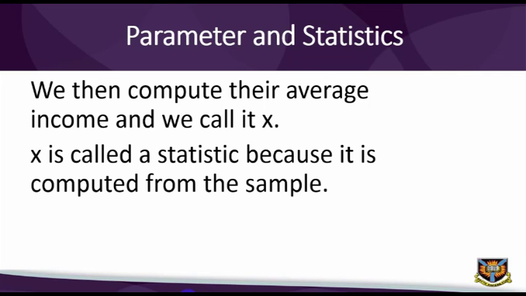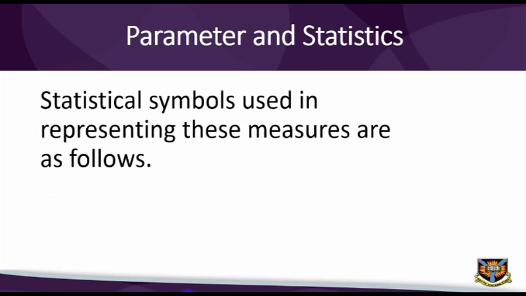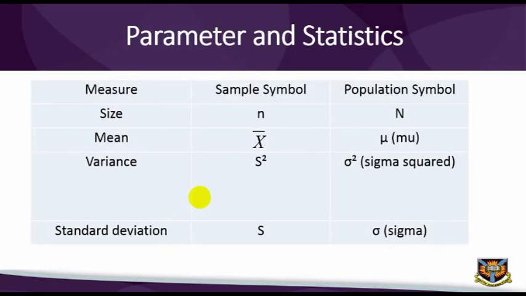Statistical symbols used in representing these measures are as follows. Measure: size, mean, variance, standard deviation. Sample symbol: n, x bar, s squared, s. Population symbol: N, mu, sigma squared, sigma.